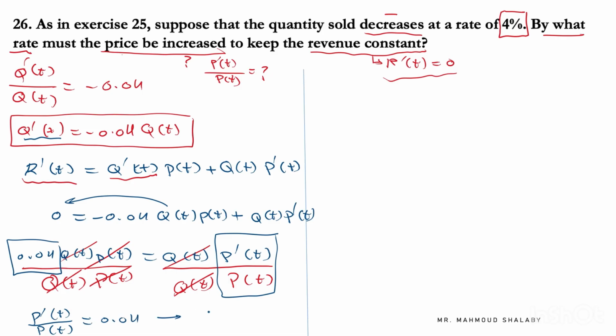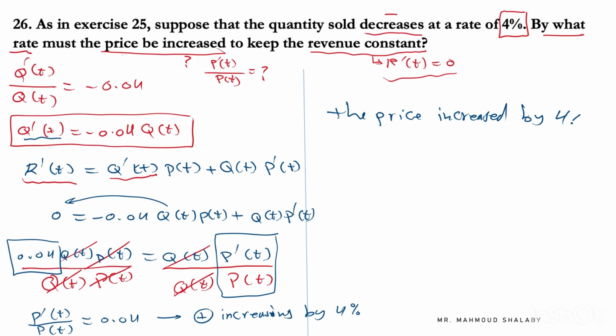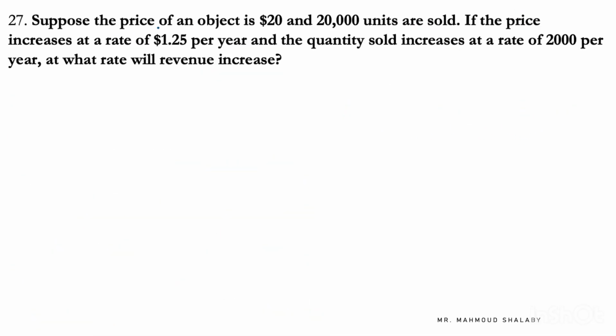0.04, and I can describe it as, first of all, it's positive. This means increasing, and 0.04 means by 4%. So I will go back to write the answer. So the price increased by 4%.